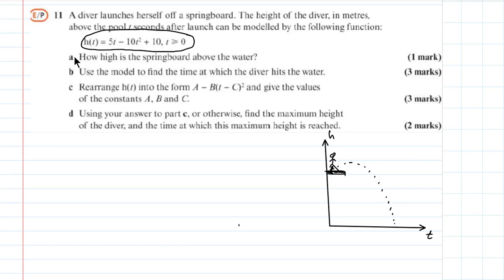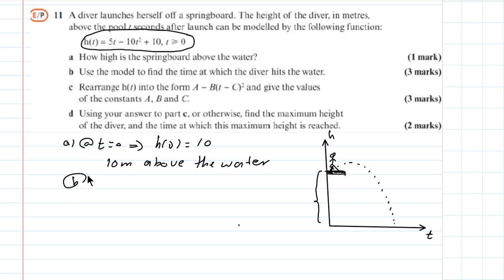So to answer part A, how high is the springboard above the water? It's very easy. The question asks about this height, which is corresponding to t equals 0. So we write at t equals 0. Look at the equation. h of 0 equals what? 0 minus 0 plus 10. So h of 0 is 10, which means the springboard will be 10 meters above the water level.